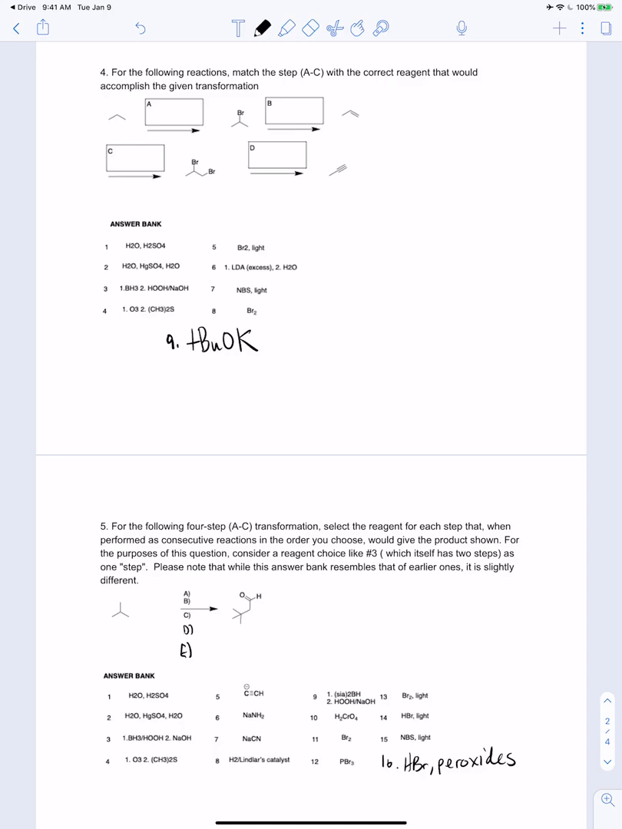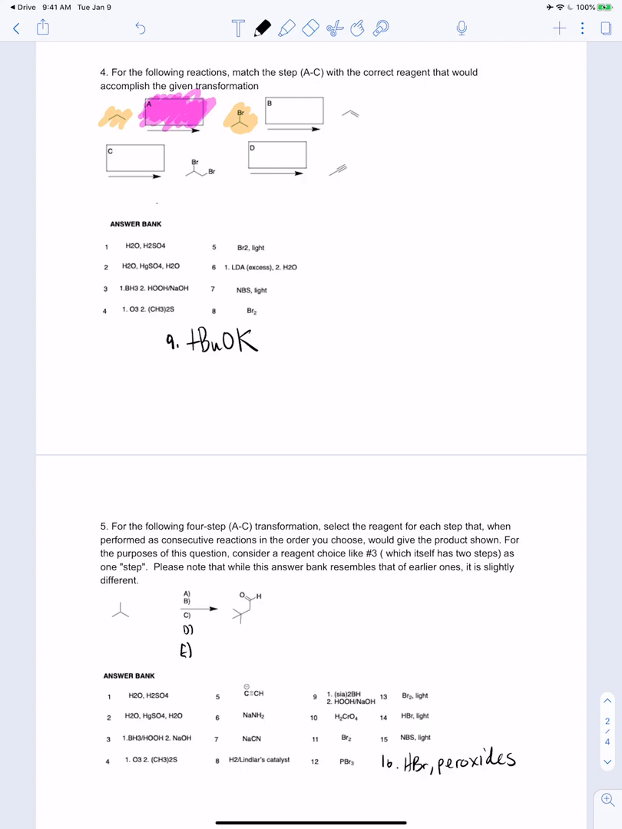Let's see. For the following reactions, match the steps A through C with the correct reagents that would accomplish the given transformation. I think this is a reasonably straightforward problem. So all it's asking you for is to say, okay, if I'm going to go from whatever this substrate is to whatever this product is, what is the set of reagents that are going to allow me to do that? And it's not asking for multiple reagents in this case. It's just one reagent, or like one answer here.